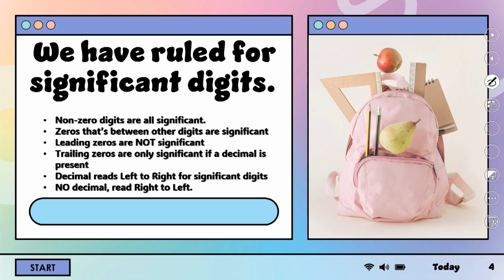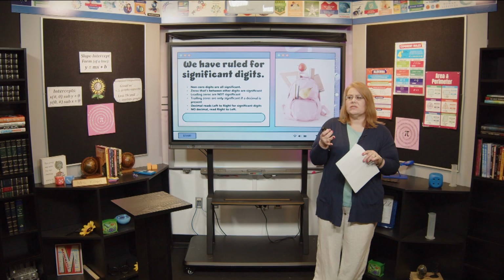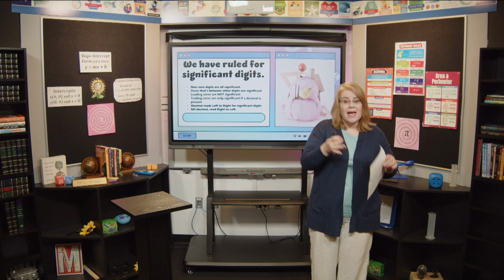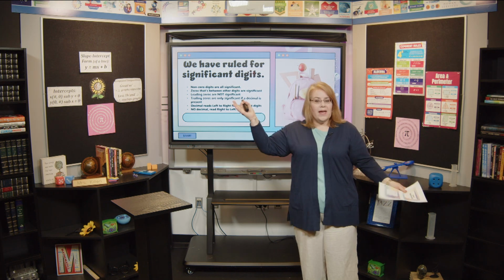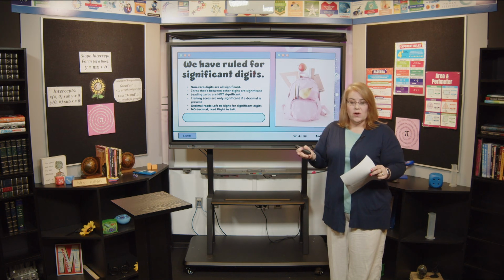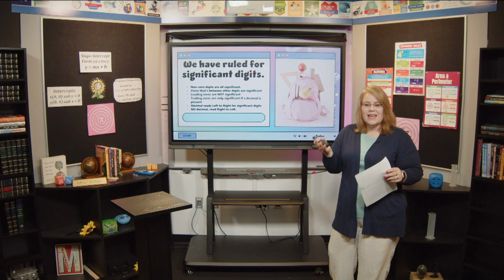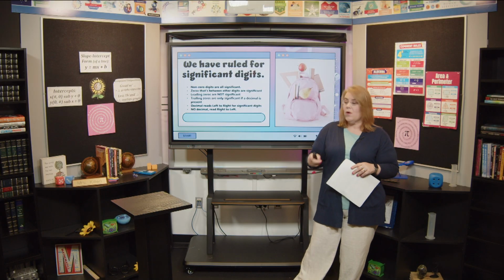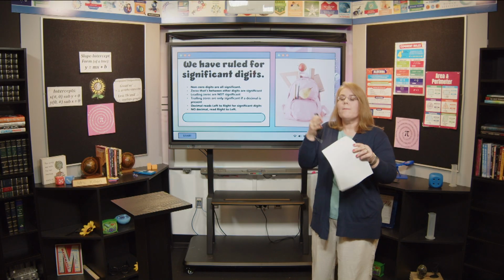We have rules for these significant digits, non-zero digits. Now, you may be sitting there asking yourself, what is a non-zero digit? Well, it's just what it sounds like. It's not a zero. One forever. So I want us to make sure that we know the difference between zeros and non-zeros. Some people have a little bit harder understanding of what non-zero means. We know what not zero is, but we're not quite sure about non-zero. So I wanted us to make sure that we compared them.